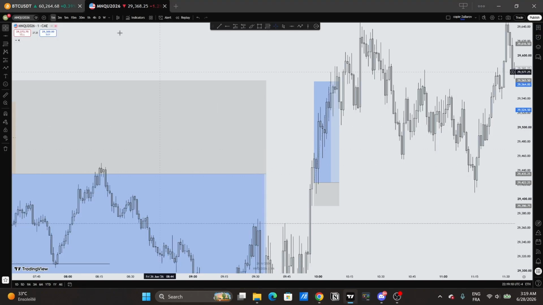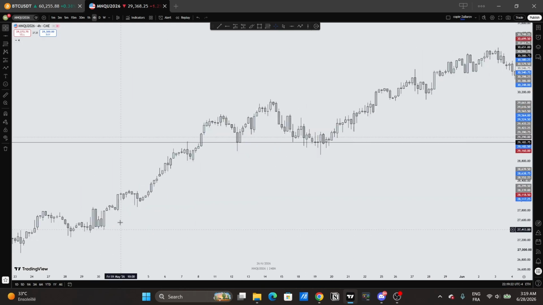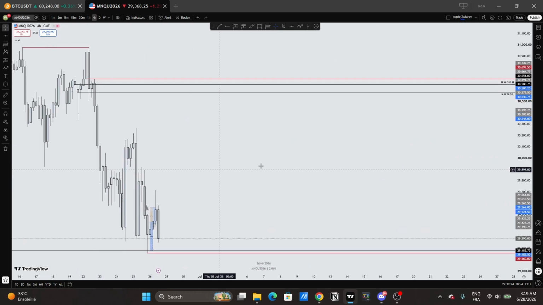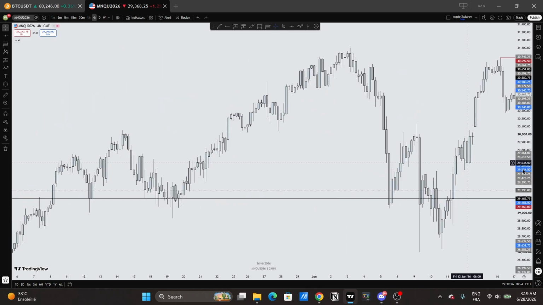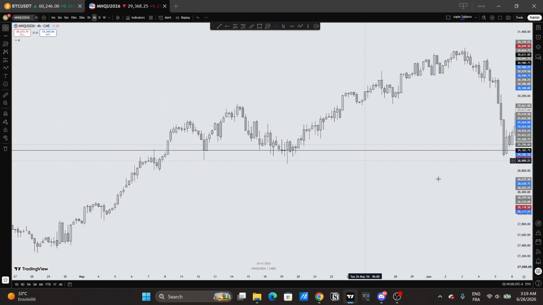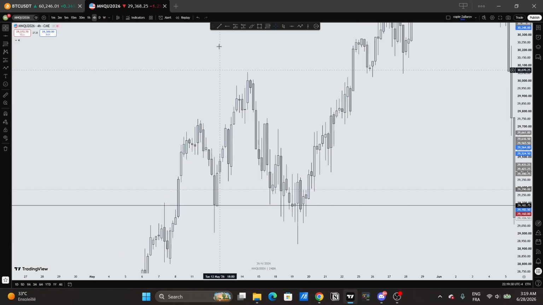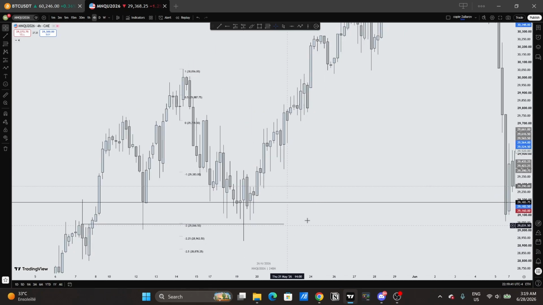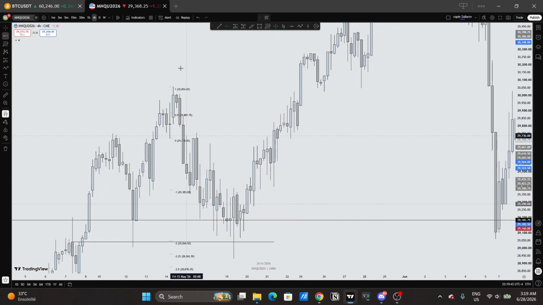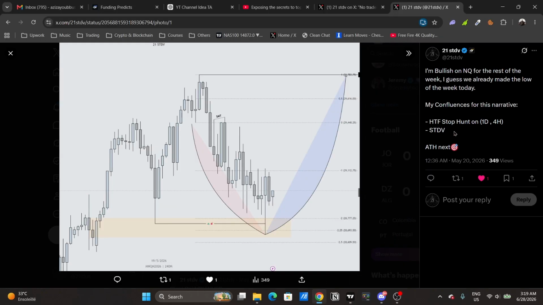Let me show you what actually happened after that. This is the 4-hour chart. And this is our trade. You can see here, this is our order block. This is our deviations. And this is the reaction. And you can see that we flipped right till the origin of the move. And I already called it here.